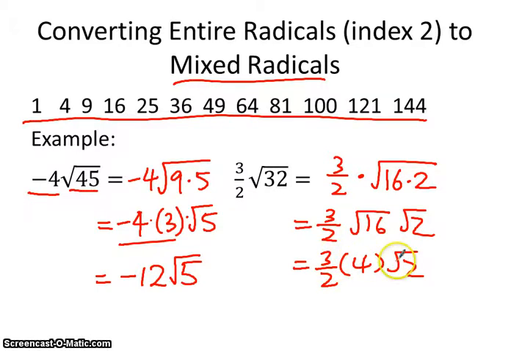This means multiplying all the terms together. How do you multiply fractions? Numerator goes with numerator, denominator goes with denominator. 3 times 4 is 12, divided by 2 is a 6. The other way is you can cancel the denominator with the numerator, leaving a 2 there. 2 times 3 is a 6. So you can combine the numbers here into a 6. The radical remains a radical. So this is how you convert an entire radical to a mixed radical.